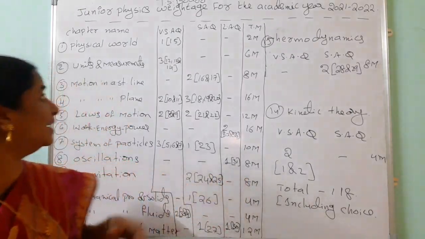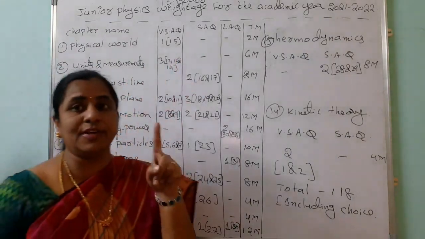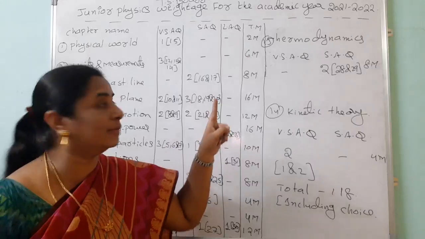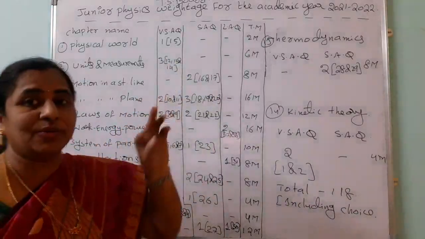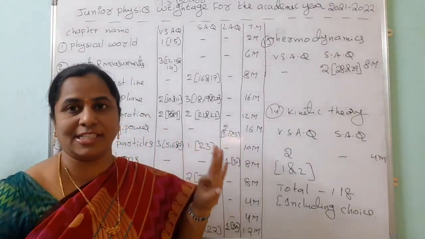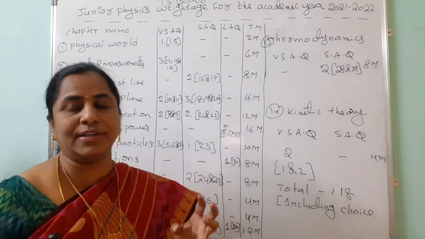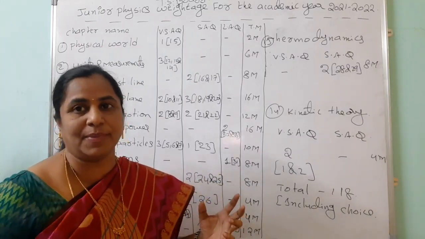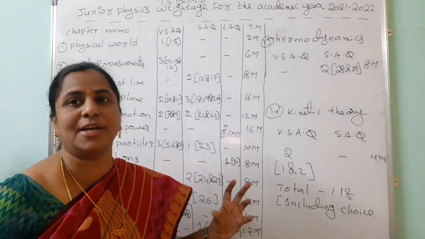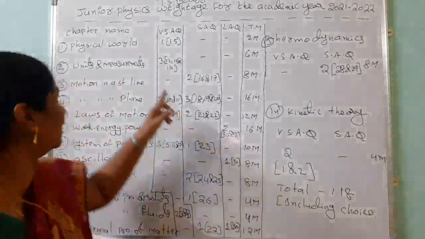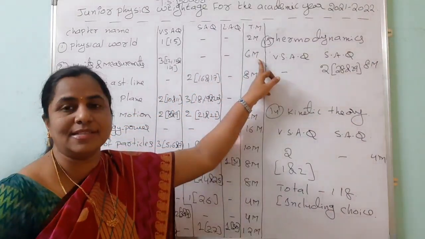But the change is there in the second chapter, units and measurements. Previously they were giving only 1 VSAQ, but now you look, question number 12, question number 13, question number 14. Total 3 VSAQs we are expecting from the units and measurements chapter. So those who want good marks, above 95%, don't leave the units and measurements chapter. It's a very small chapter. So the total weightage of this chapter is 6 marks.